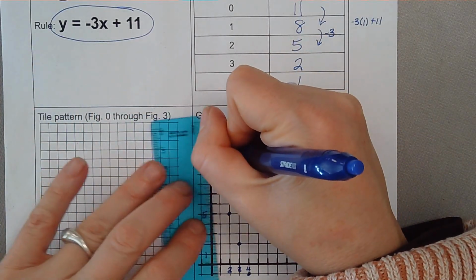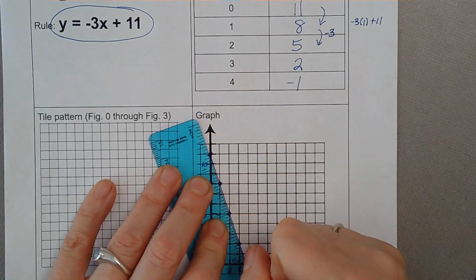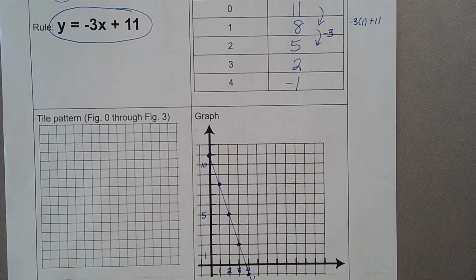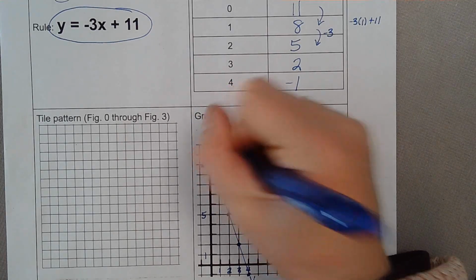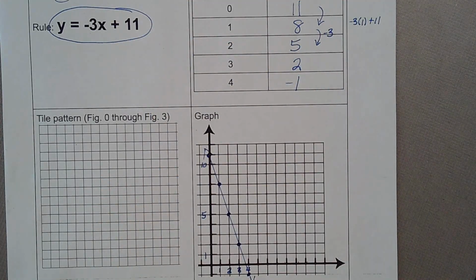And now I will connect my dots. And this is why we want the ruler. And put an arrow at the end. And technically, arrows actually go on both ends. You can continue in that direction.